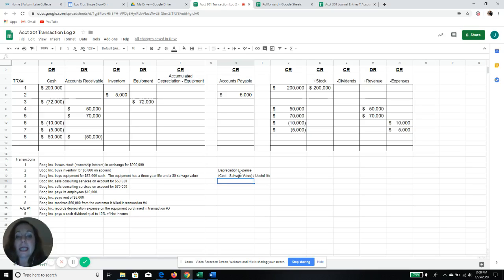Okay, so let's calculate our depreciation. So our depreciation is going to be cost, which is $72,000 minus salvage value of 0, divided by our useful life, which is 3 years, but we're doing our accounting monthly, so 3 years would also be 36 months. So if I take 72,000 divided by 36 months, that is going to equal depreciation of $2,000 a month.